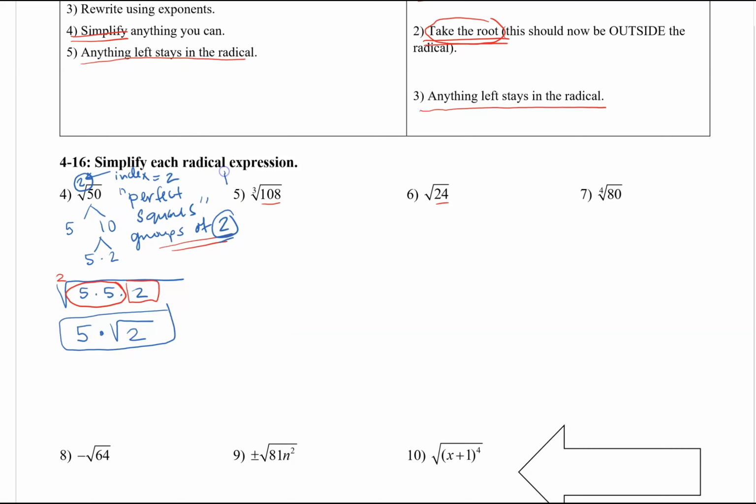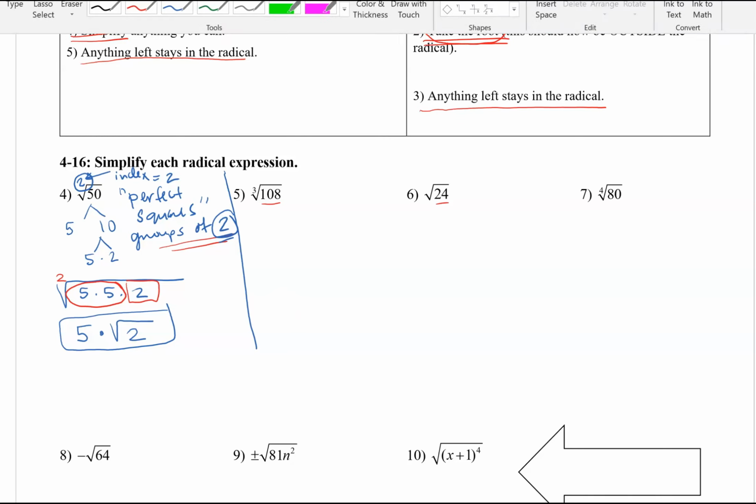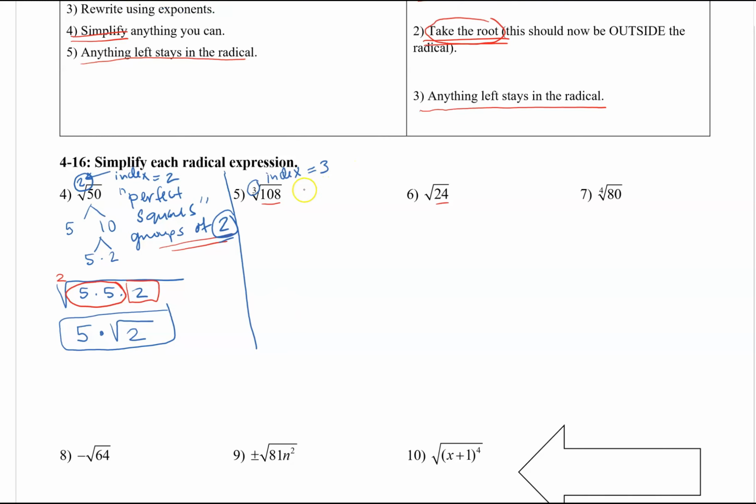For number 5, I have an index of 3. That means I'm going to be looking for perfect cubes, because this is a cube root, or you can think of that as groups of 3. The index is a size of 3, so I'm looking for groups of 3 because that is, after all, what makes a perfect cube. So I'm going to start factoring 108.